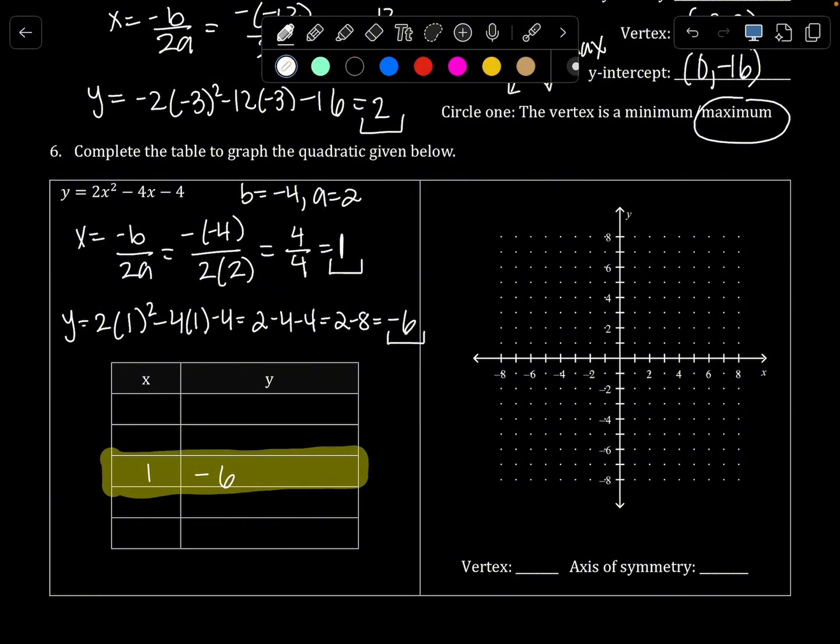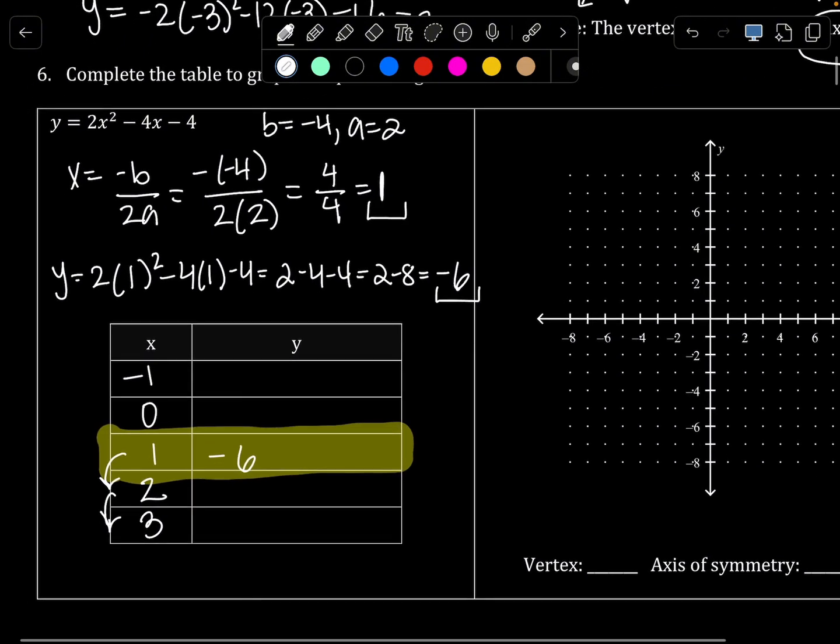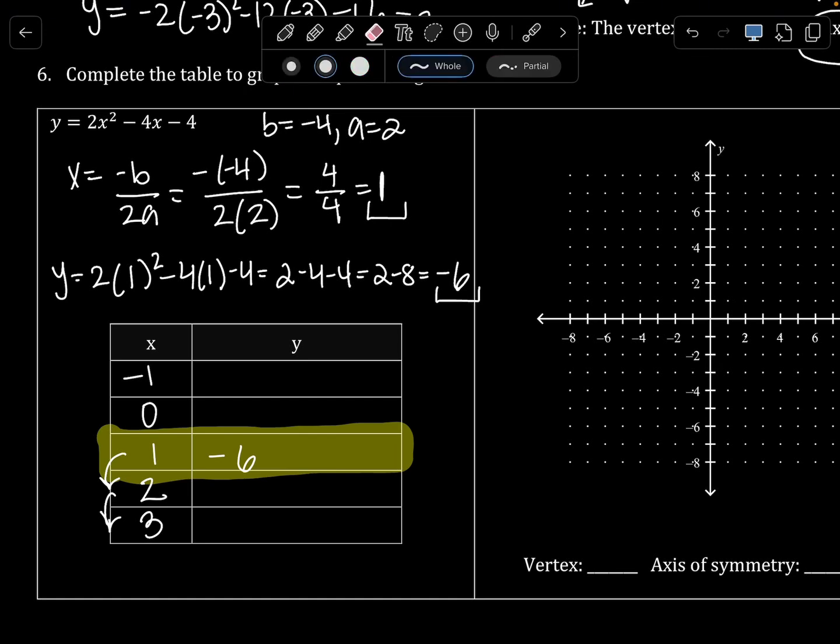All right, so now we look at what's the next number after 1. It's 2, and the next number is 3. What about the number before 1? 0 and negative 1, right, if you're going backwards. I think this is what a lot of students miss, so make sure you're paying attention. The next thing you're going to do is just substitute. Same thing you did with the vertex to find the y.